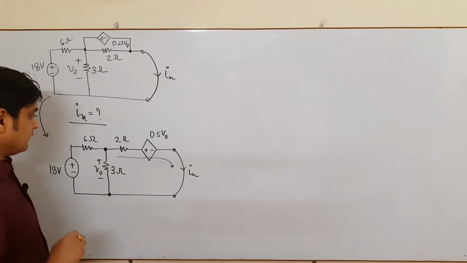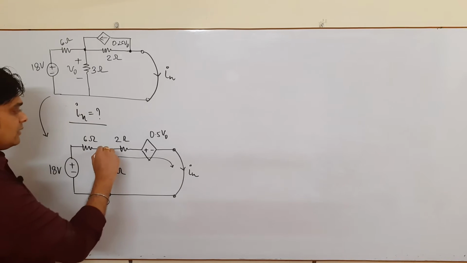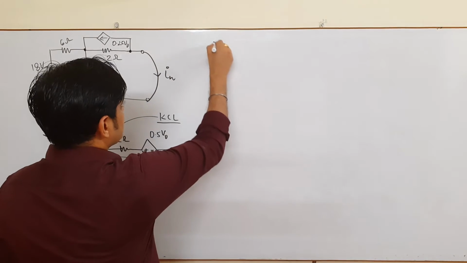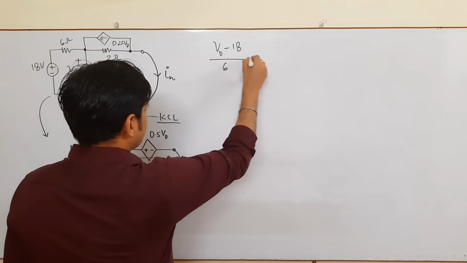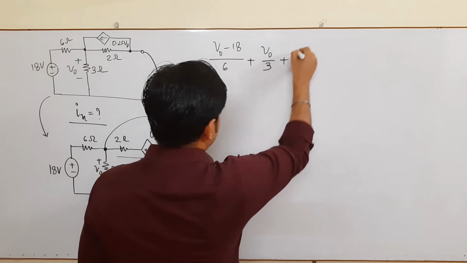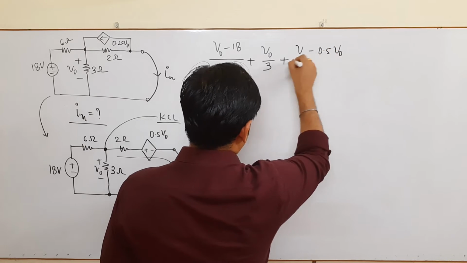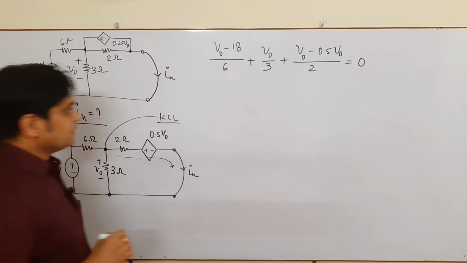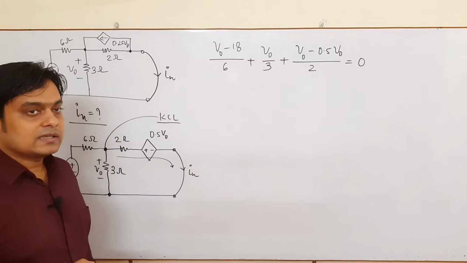Okay, now first of all what we'll do, we'll find the value of V naught, because that is important to find. So I am applying KCL here at this node. So it is what? It is V naught minus 18 divided by 6 plus V naught upon 3 plus V naught minus 0.5 V naught divided by 2 is equal to 0. This is our first KCL equation.